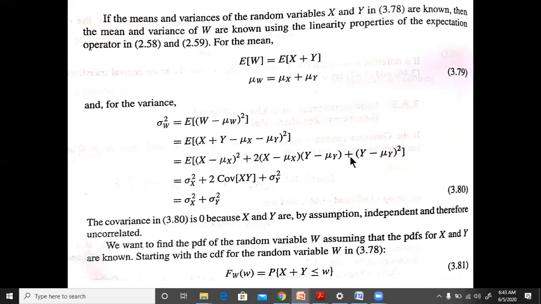The expectation of this quantity is the covariance of XY with 2 as the coefficient. The expectation of this quantity is sigma Y squared. And because X and Y are independent of each other, we say that the covariance of XY is equal to 0, because they are independent, and once they are independent, they are uncorrelated.